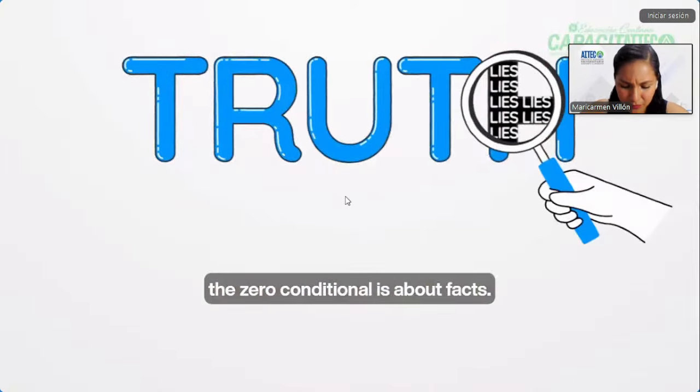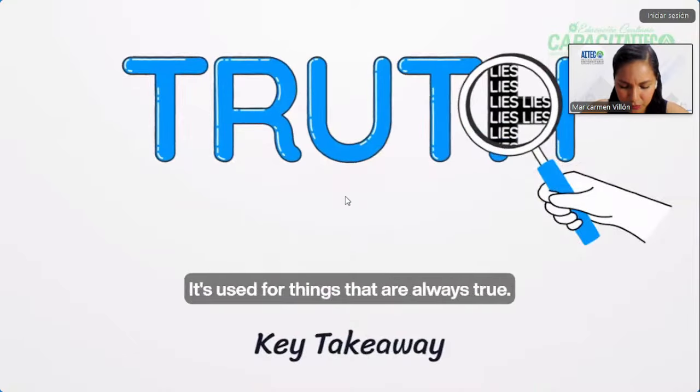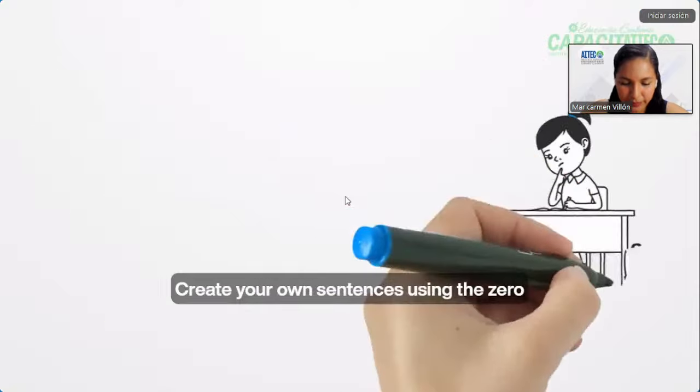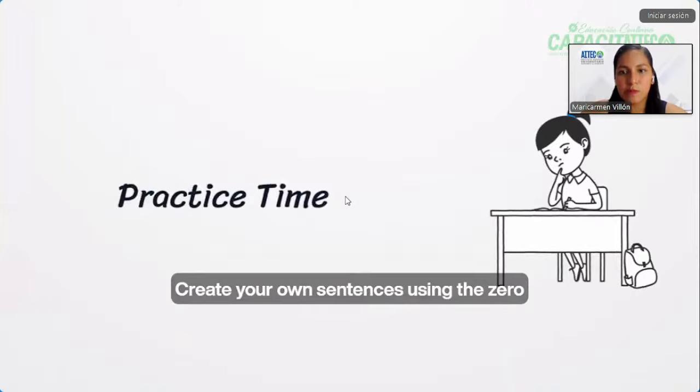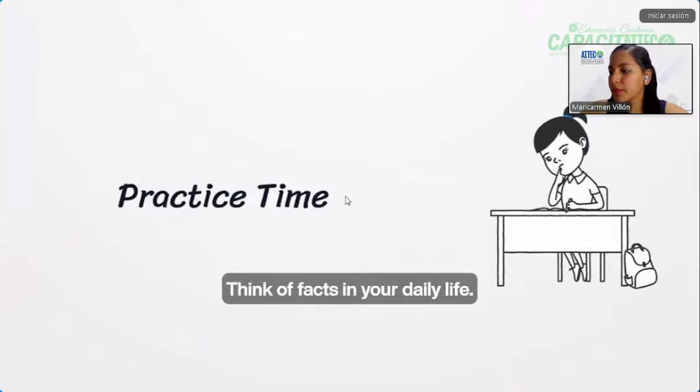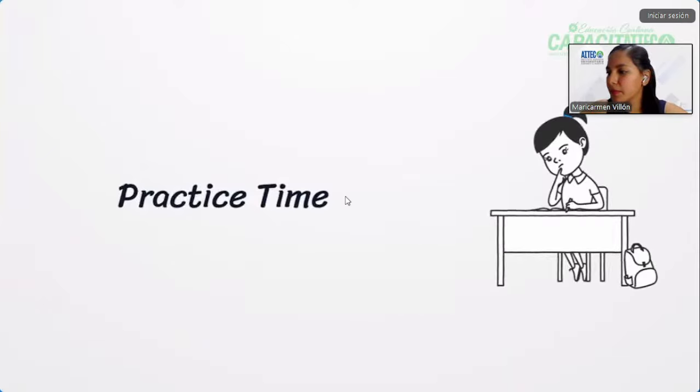Remember, the zero conditional is about facts. It's used for things that are always true. Now you try. Create your own sentences using the zero conditional. Think of facts in your daily life.